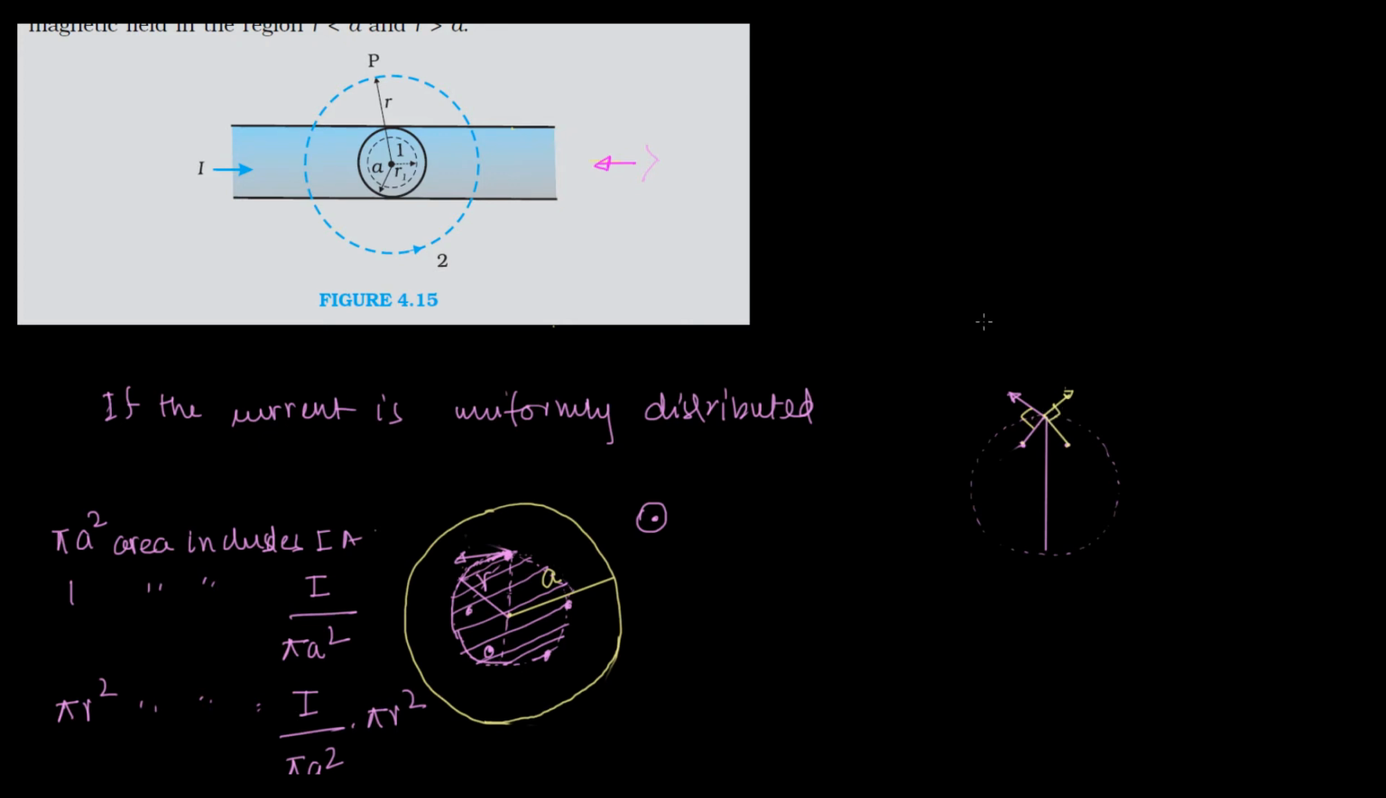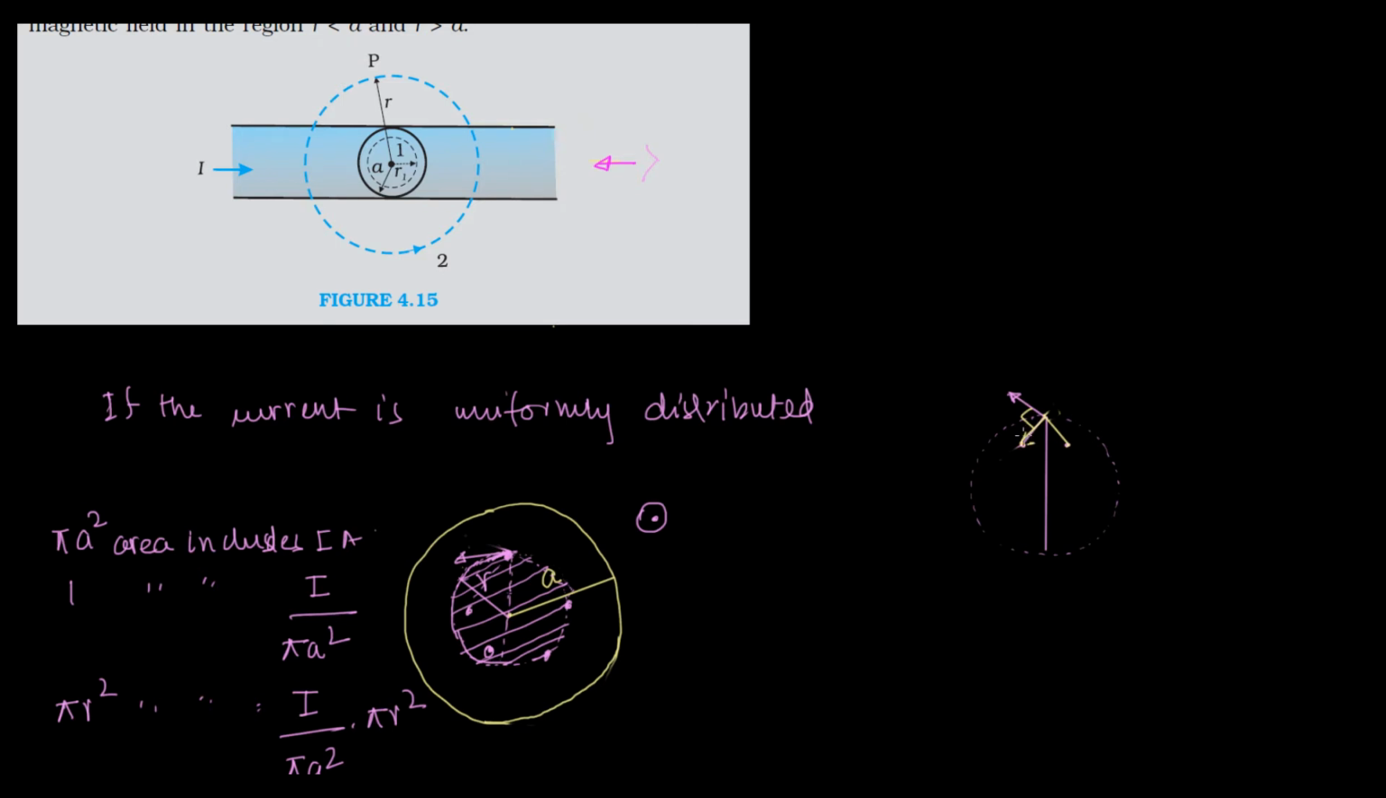How about this current? No. Wait. This field will not be like this. What will be the direction of this field? Right hand thumb rule. If you put your thumb in the direction of the current, which is outward, your fingers will curl like that. So you will be making an angle of 90 degrees with respect to this, right?